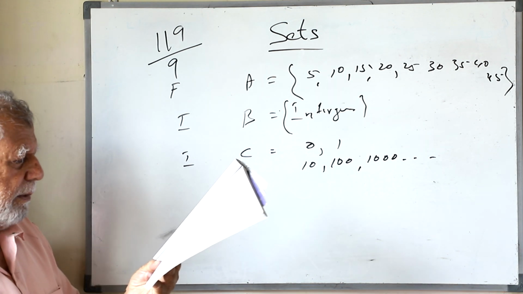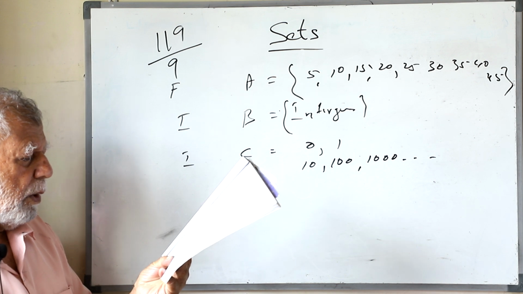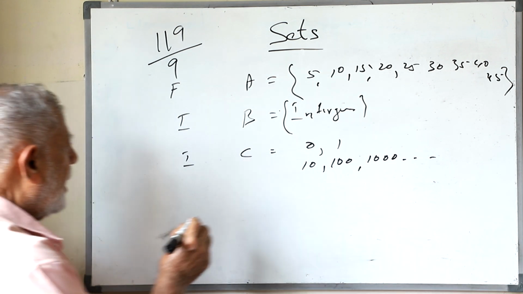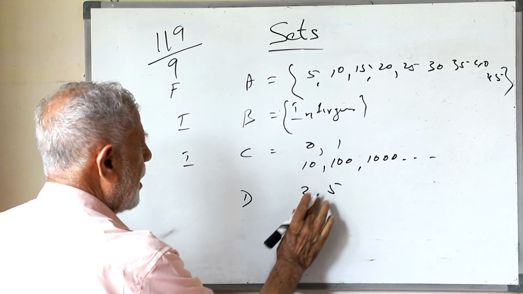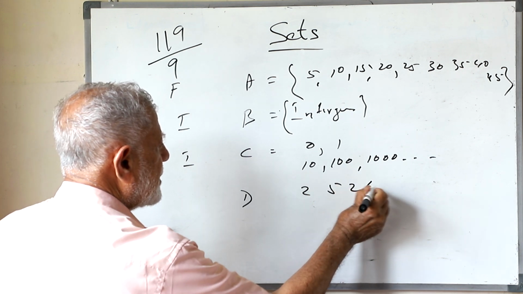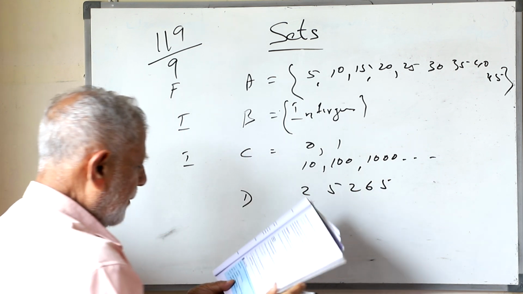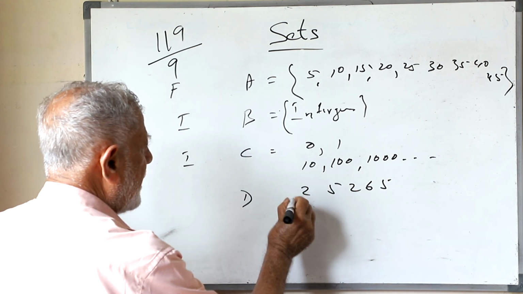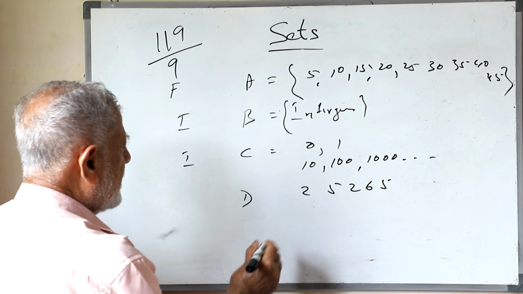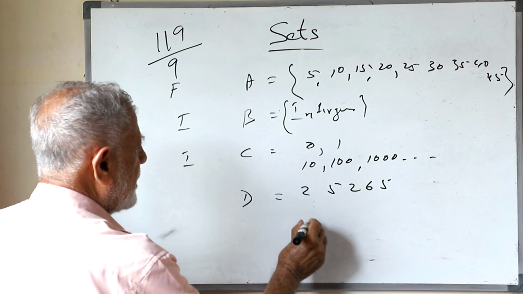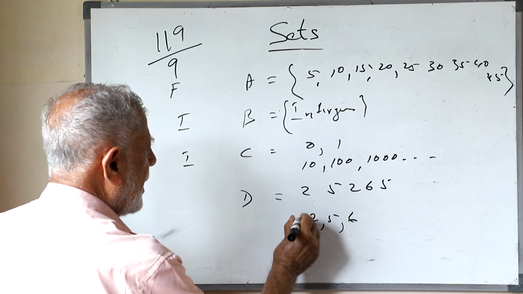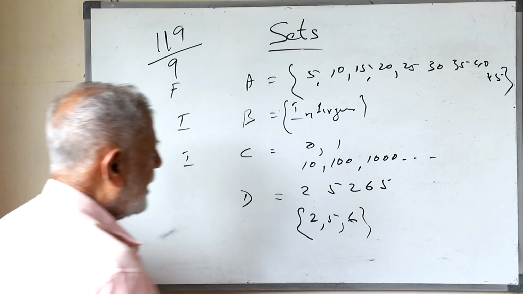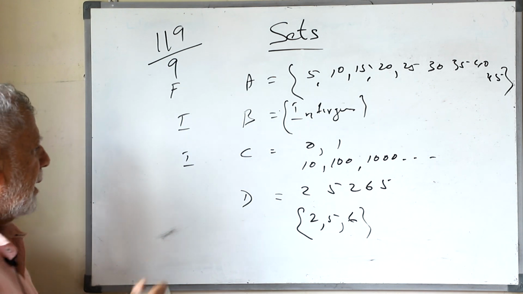So it is infinite. Next, D: the digits of the number 25265. What are the digits of this number? The digits of the number will be 2, 5 and 6. So definitely these are the digits. So it is a finite set.